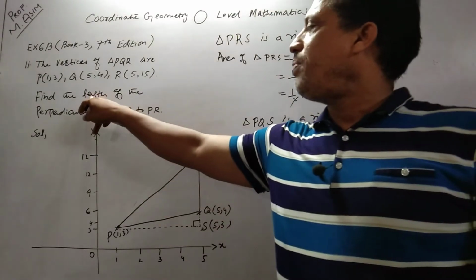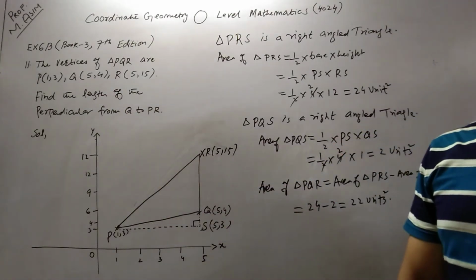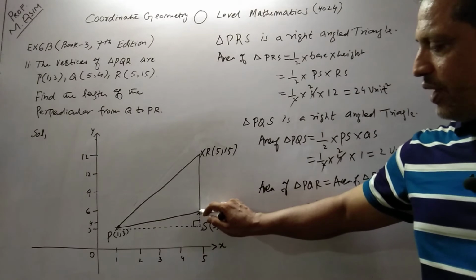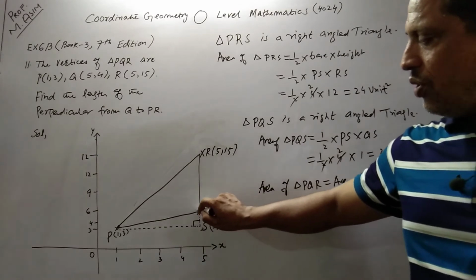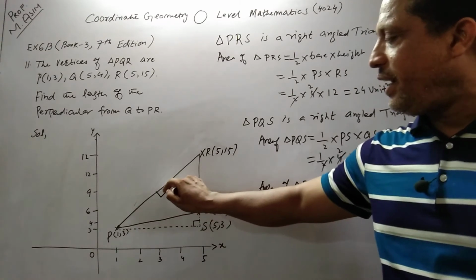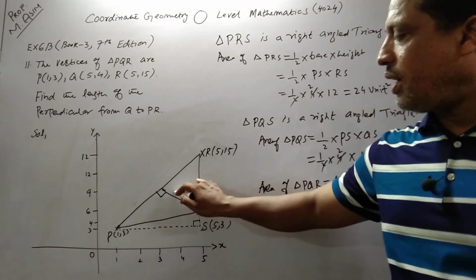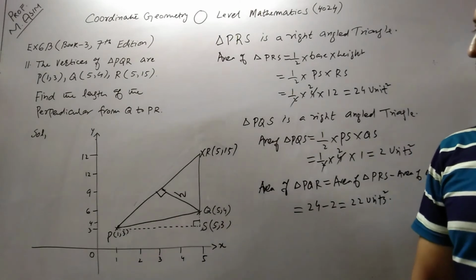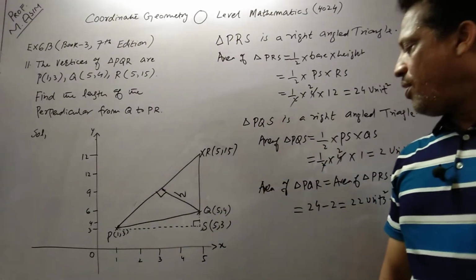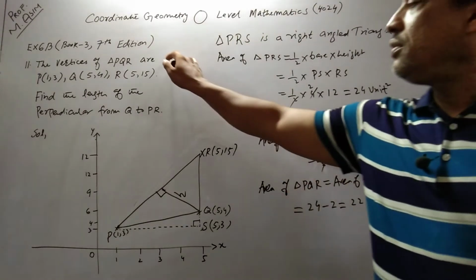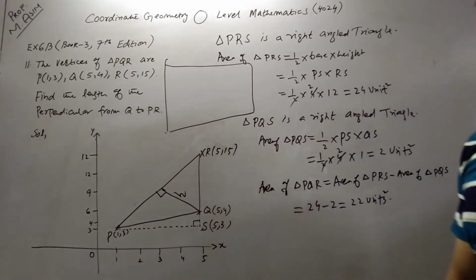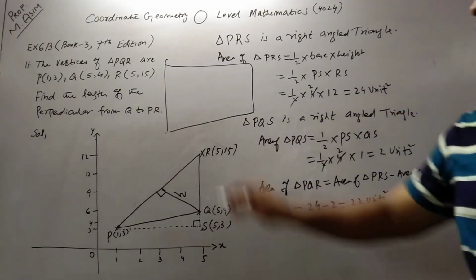Now, after this, see the question again. Find the length of the perpendicular from Q to PR. So we have to draw a perpendicular from Q to PR. So this is perpendicular, means 90 degrees, and you can assign the name H. This is the perpendicular from Q to PR. Now we have already found the area of triangle PQR.